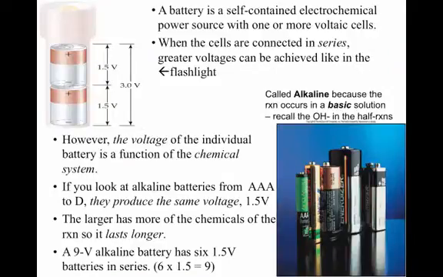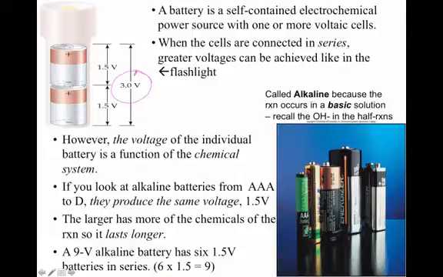All right, so a battery is a self-contained electrochemical power cell. That means I'm making electrons out of the chemical reaction. And it includes one or more voltaic or galvanic cells, same thing. When the cells are connected in series, greater voltages can be achieved, like the one in a flashlight. So you put 2 1.5 volts together, and they just simply add up.